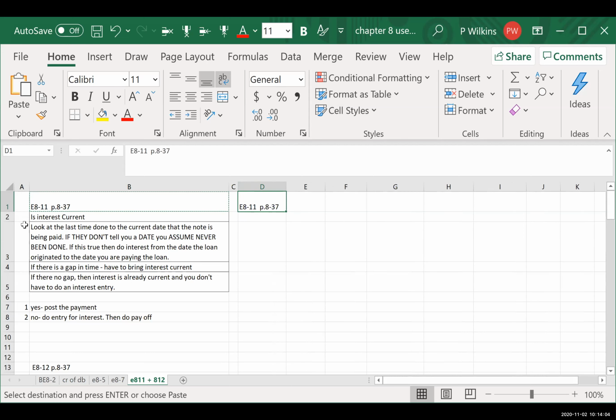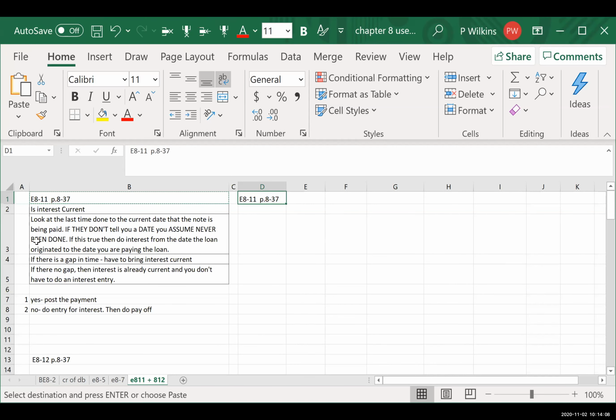So let's read the problem first and see what the problem says. It says, Moses Supply Company has the following transactions related to notes receivable during the last 2 months of the year. The company does not make entries to accrue interest except at December 31. And it says November 1, loan $60,000 cash to Seaboard on a 12-month 7% note.